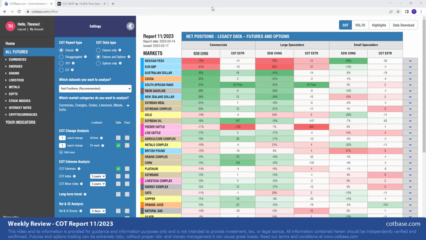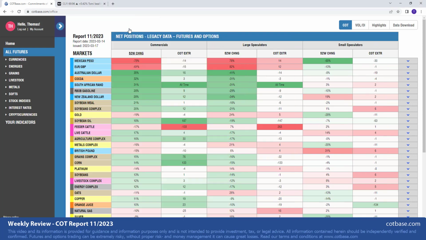So let's get into the review and start as usual with looking at the largest changes in commercials positions. You can see we've got the Mexican peso on top of our list. This is based on a 52-week look back period. We are of course analyzing the net positions in the classic or so-called legacy data report type. We are analyzing futures and options data, and let's get to it.